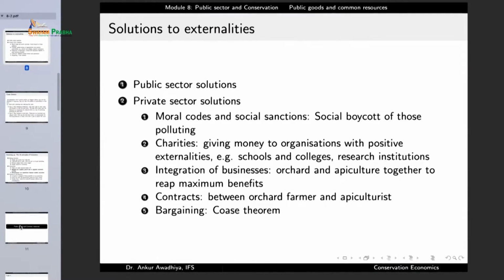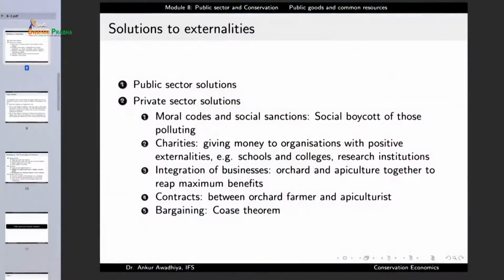Other solutions are the private sector solutions, moral codes and social sanctions, social boycott of those who are doing pollution. So in this case, the government is not needed, but what is happening is that the society is doing a boycott of those firms that are doing pollution, and probably the society is encouraging those people who are cutting down pollution, showing an exemplary way of cutting down pollution.